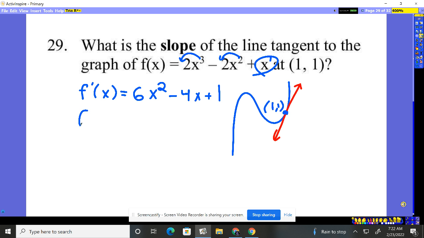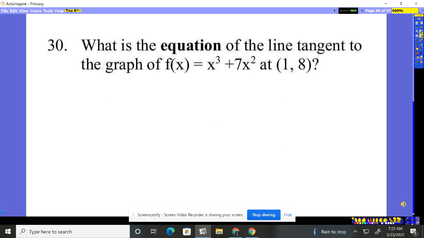So all I've got to do is plug 1 into this derivative. 6 times 1 squared minus 4 times 1 plus 1. And this will tell us the slope. That gives you 6 minus 4, 2, plus 1, 3. This line right here has a slope of 3. All we wanted was the slope, nothing more. So the answer is 3.